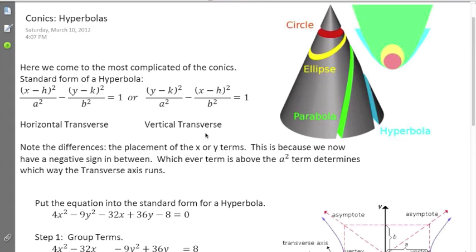Now, if you just watched the one about the ellipse, you're looking at the equations thinking, hey, aren't the equations basically the same thing? Well, that's a good and bad thing. Number one, they're not exactly the same. Number two, they're almost the same thing. And that's bad because you can easily mix them up.